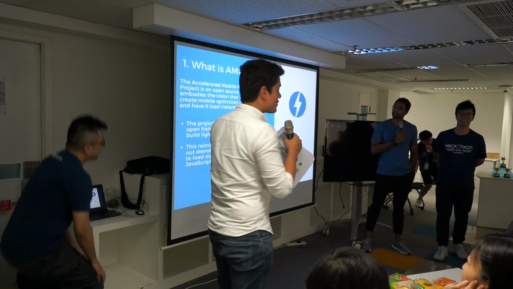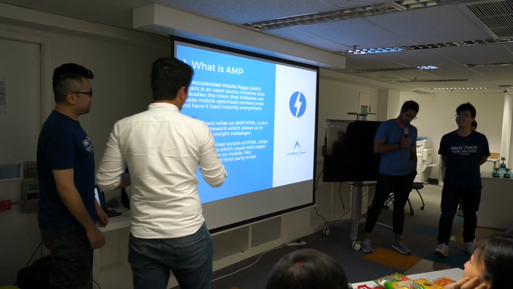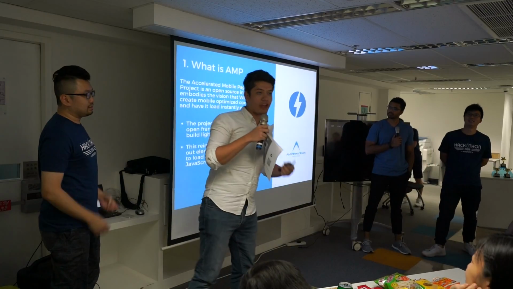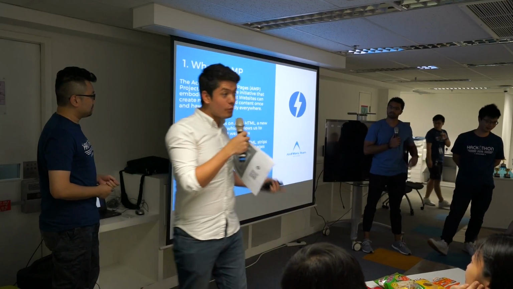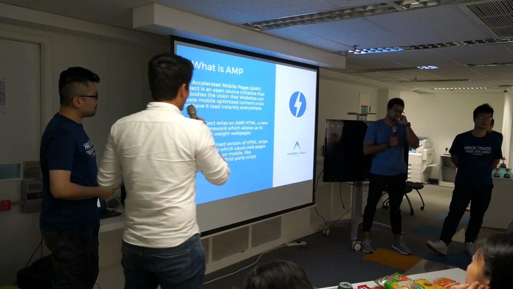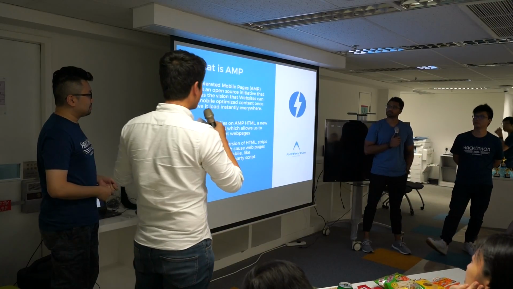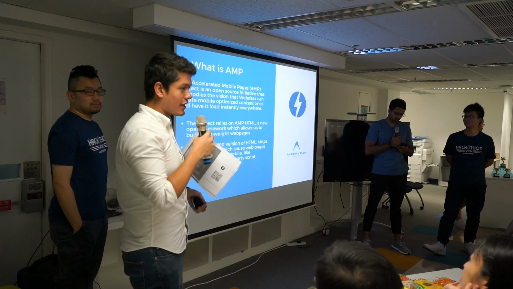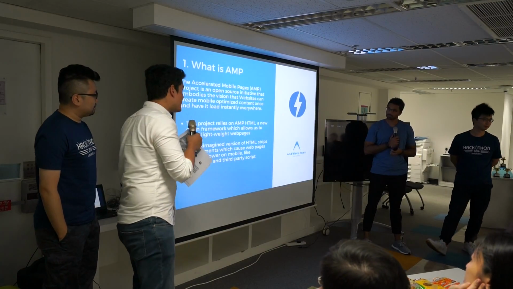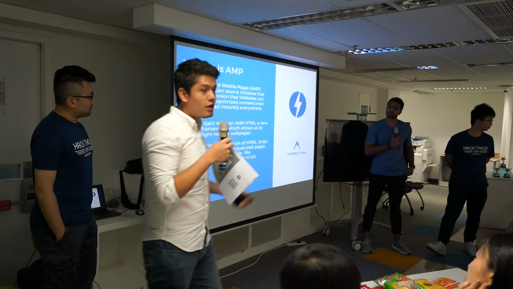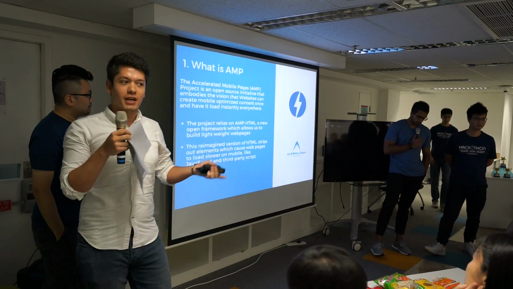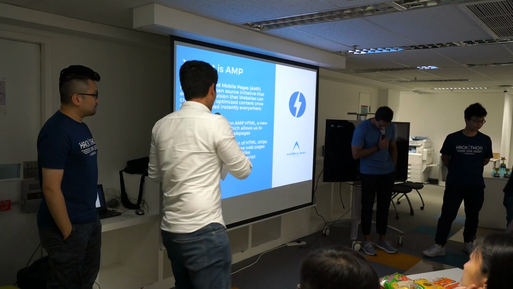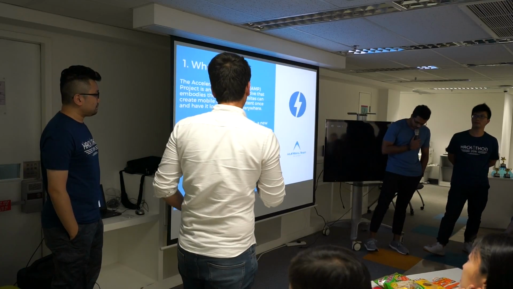So what is AMP? Accelerated Mobile Pages is an open source initiative from Google where they envision a really fast and responsive web, where websites can create optimized content and have it load instantly anywhere. The project relies entirely on AMP HTML, a new type of HTML code that allows building lightweight web pages.